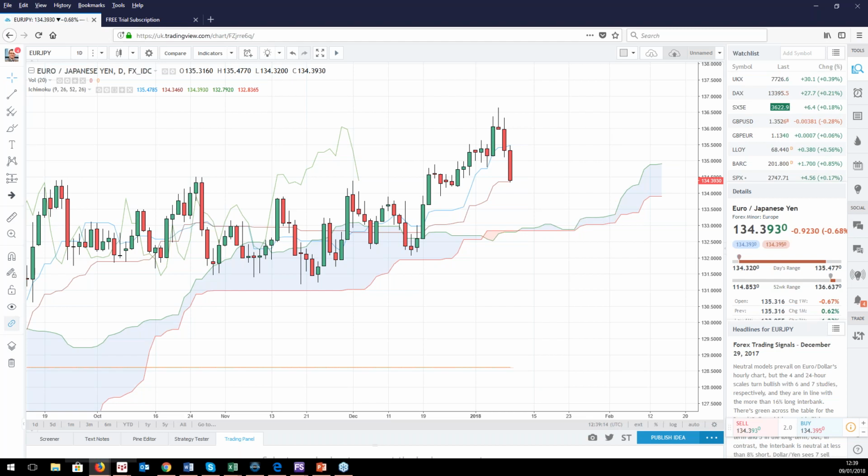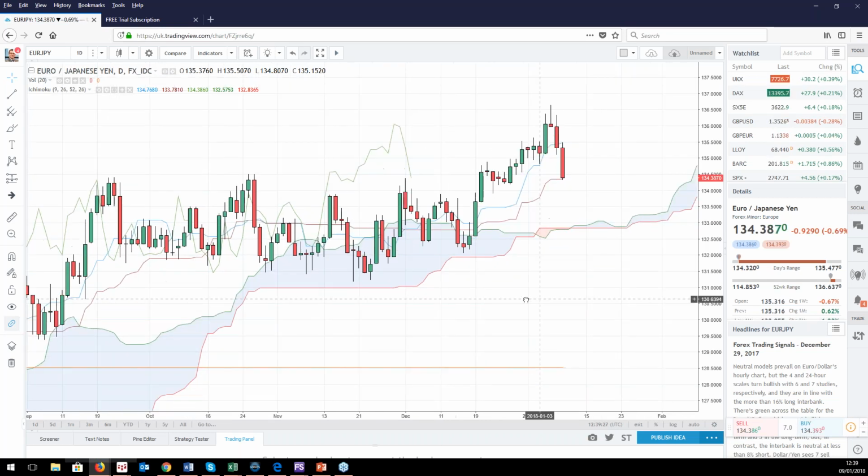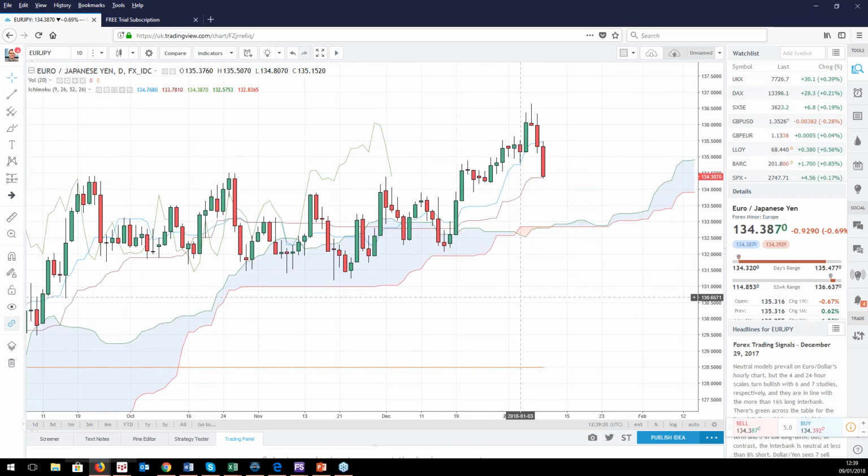And Nigel, what does the difference in size between the Tenkan and Kijun signify? I'm not entirely sure, if I'm honest with you. I've not done any research on that myself and haven't seen too much about that in the books that I've read. I'm guessing there's some sort of trend.